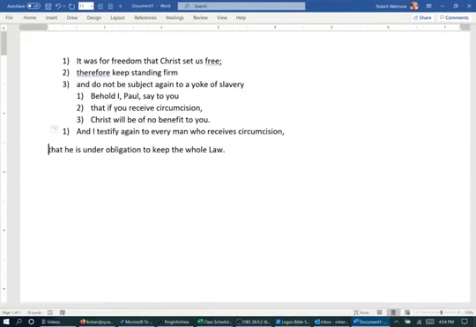Next one. That he is under obligation to keep the whole law. Is that a command? No. Why? He is under obligation. There's no command there. It's implied, but it's not a command. A command would be under obligation to keep the whole law. But it doesn't say that.